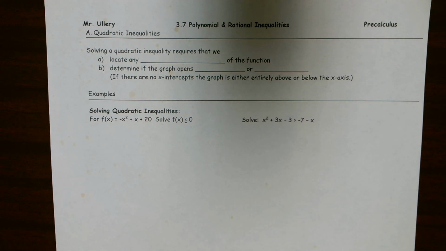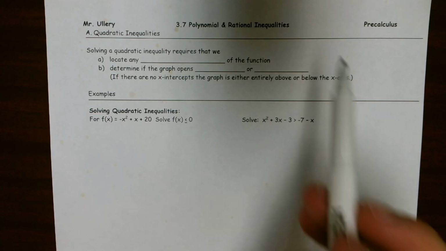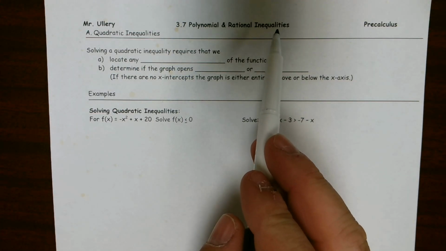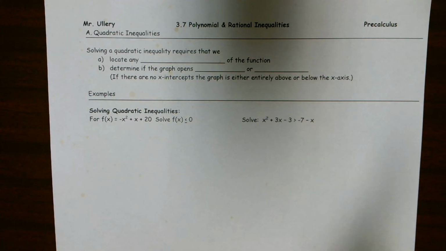Today we're in Chapter 3, Section 7, talking about polynomial and rational inequalities, where we've been doing equalities the whole chapter. Okay, so this is the last section of the chapter. We're closing it out with inequalities.